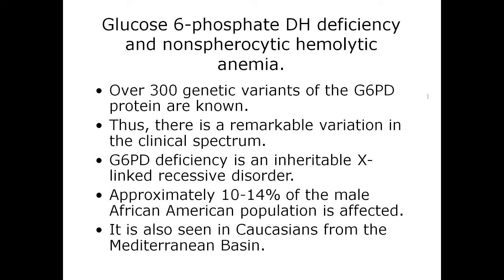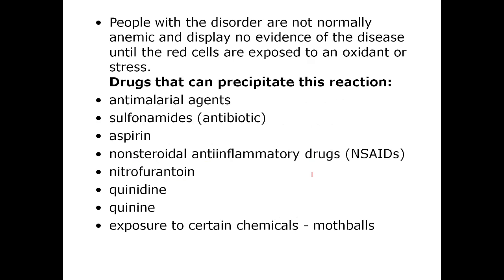Glucose 6 phosphate deficiency is an inheritable X-linked disorder. So how is this disorder, glucose 6 phosphate dehydrogenase deficiency, transferred? It is basically a genetically linked, inheritable X-linked recessive disorder. Approximately 10% to 14% of males in the African American population are affected by this glucose 6 phosphate dehydrogenase deficiency. It is also seen in Caucasians from the Mediterranean basin. The people with the disorder are not normally anemic and display no evidence of the disease until the RBC gets oxidized.